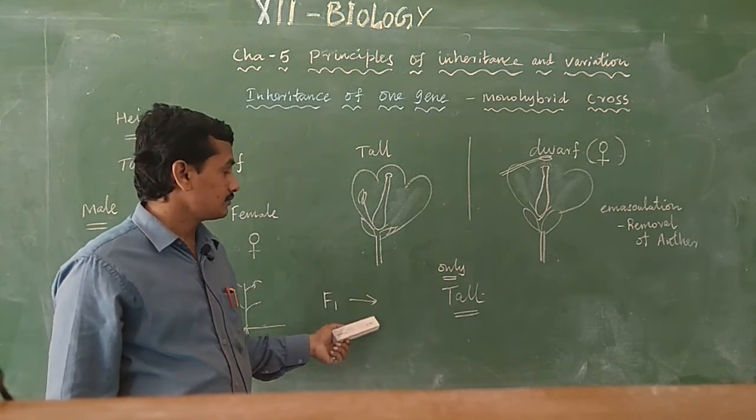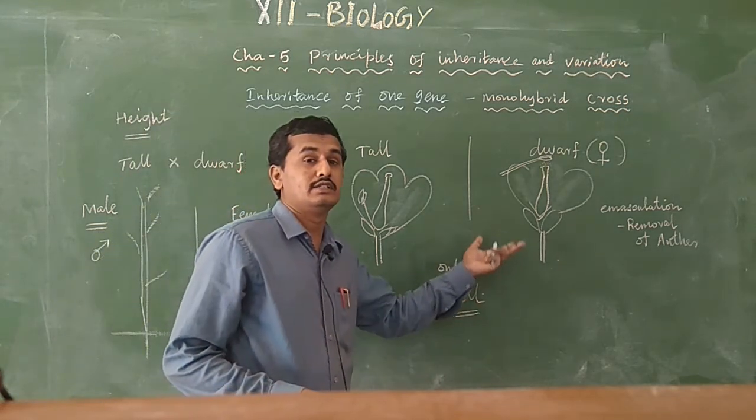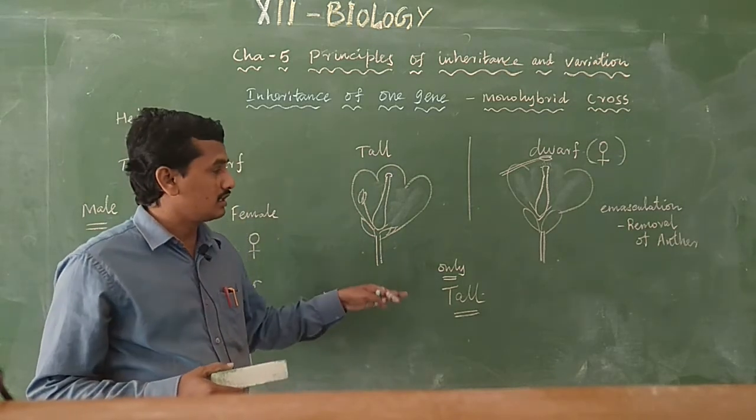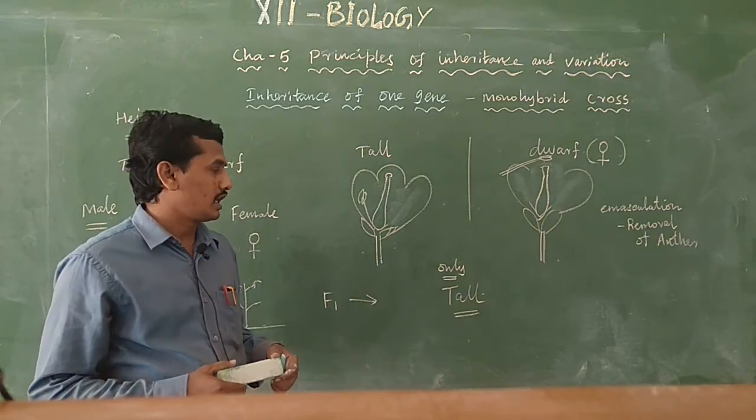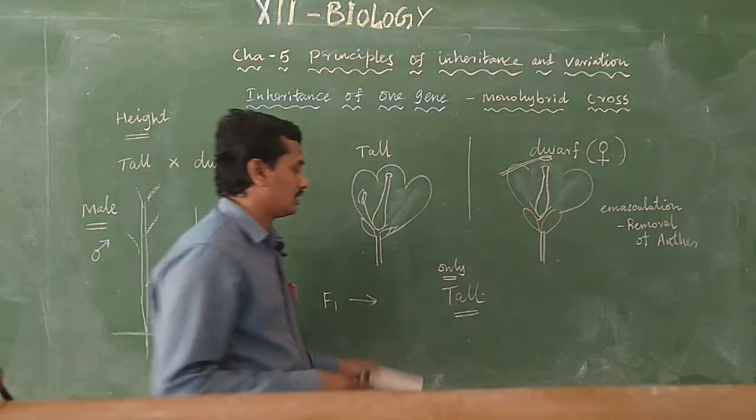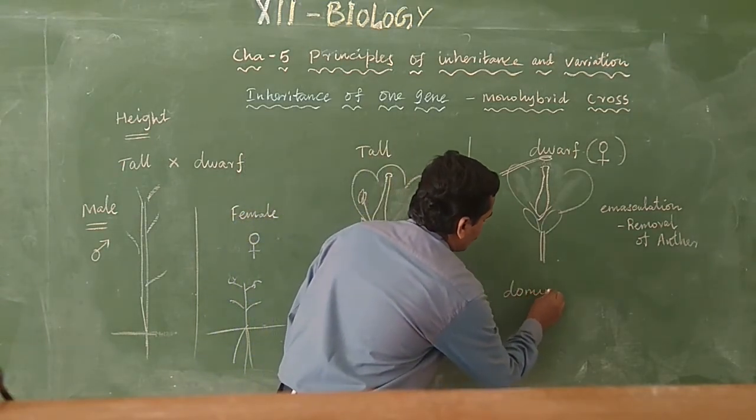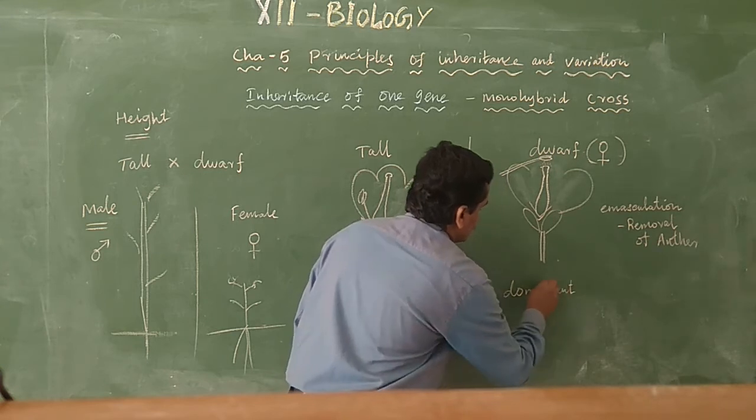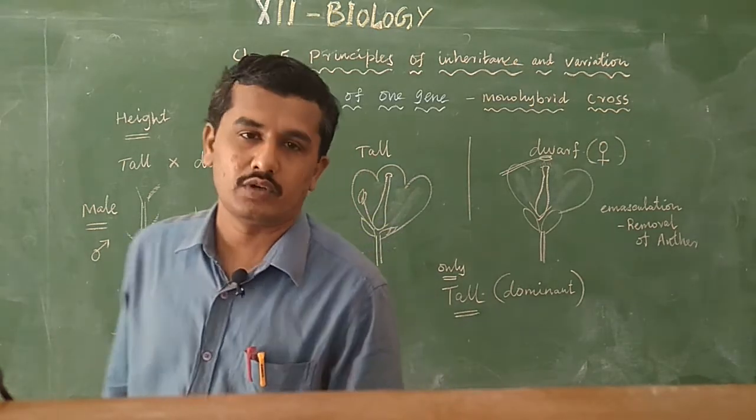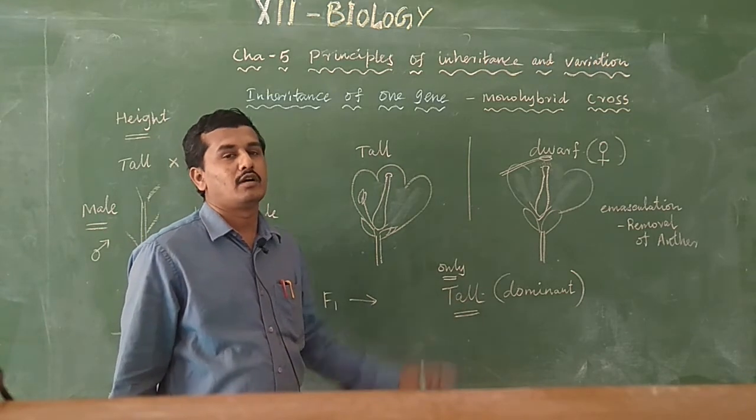Mendel thought, why only tall plants, why is the dwarf plant not expressed? So after the research, he concluded that the tall character is expressed in the F1 generation. So tallness is regarded as the dominant trait. Dominant means the character that is expressed in the F1 generation. The character expressed in the F1 generation is said to be dominant.